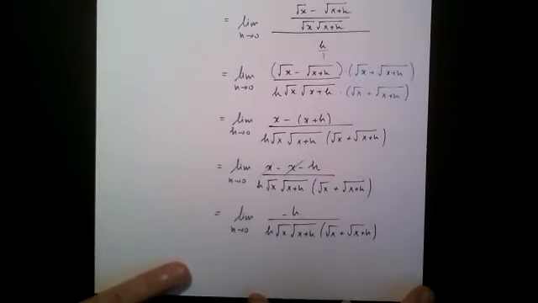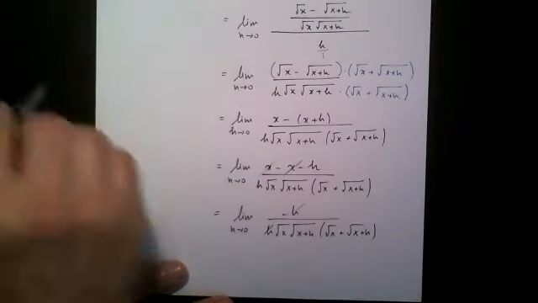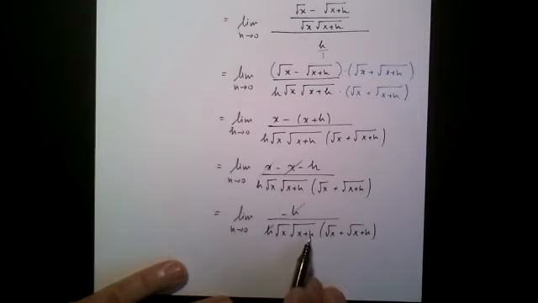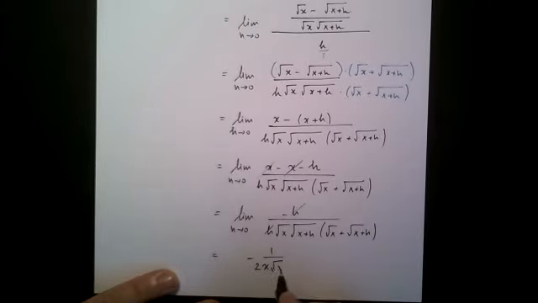Going to move up a bit. h's are out, and then I replace the h by 0 everywhere I see an h. I'm going to have root x times root x, which is x, and root x plus root x is 2 root x. And so we'll have negative 1, right? Negative 1 over, so x times 2 root x. So that's what I have. Okay. That's my answer.